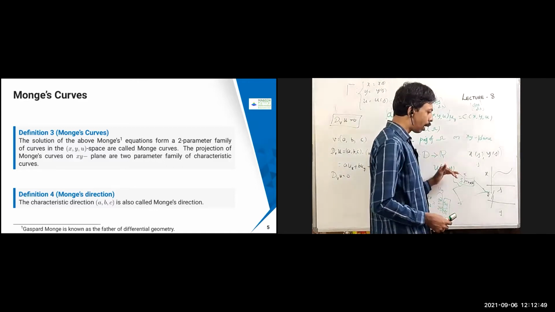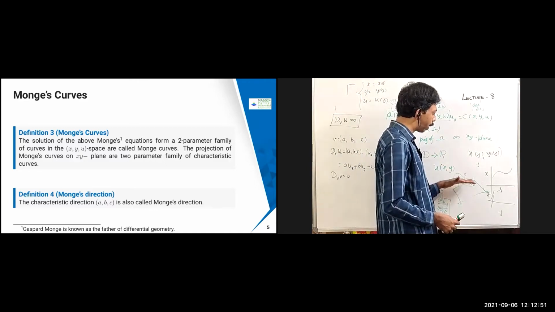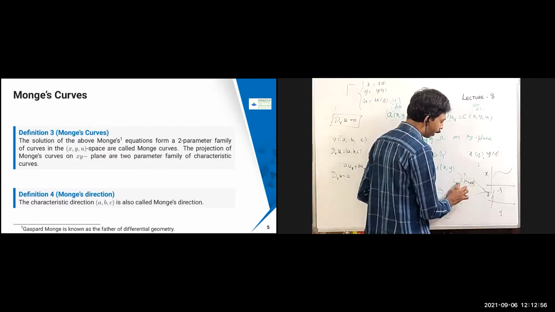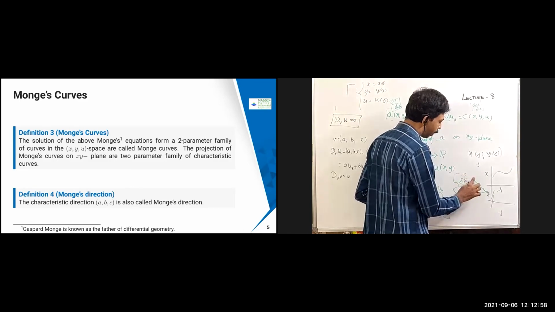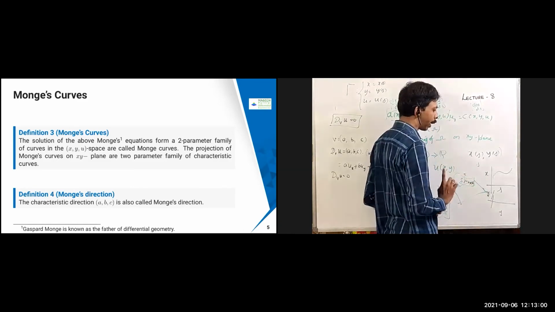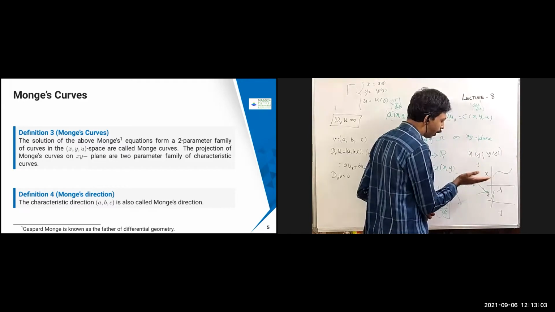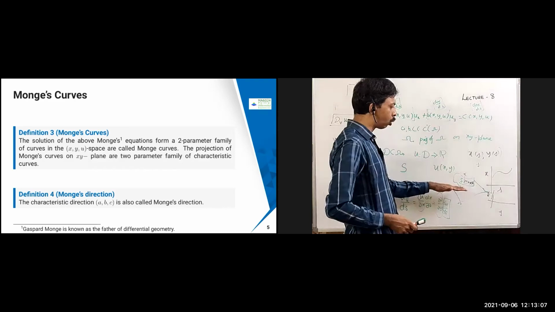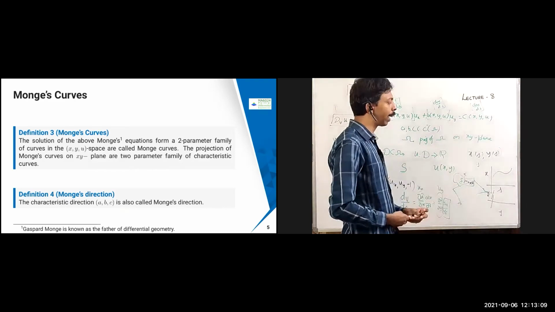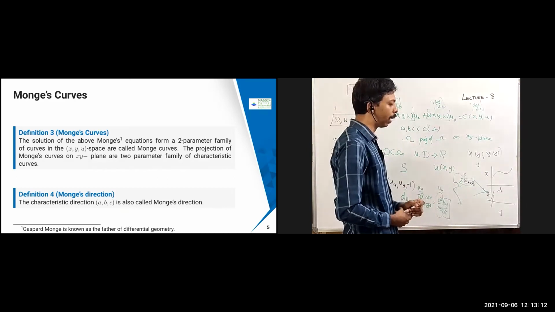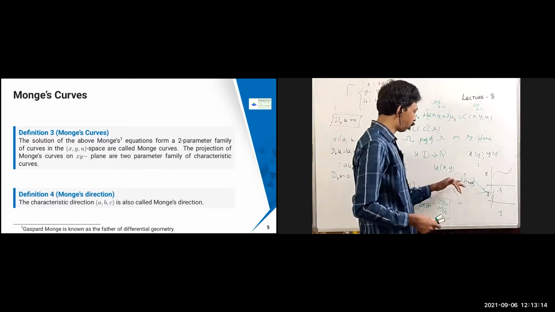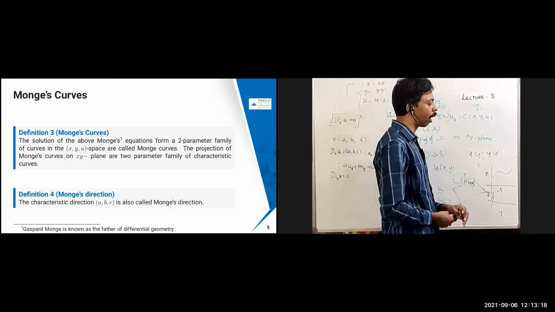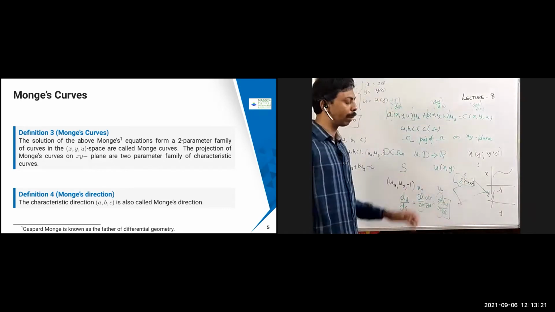Now, the projection of the Monge curve on the xy plane is going to give you the curve in the xy space. That means in x, y, u space you are going to get the Monge curve. Now, if you project this surface on this plane, then that two parameter family is going to give you a characteristic. That two parameter family of characteristic curves is the projection of the Monge curve on the xy plane.